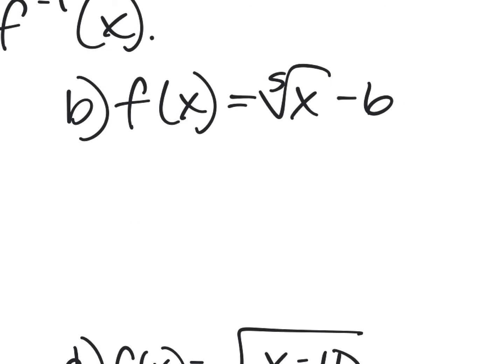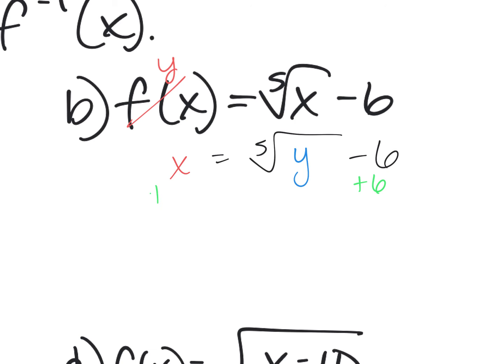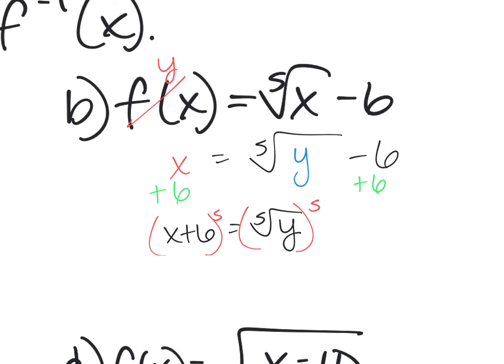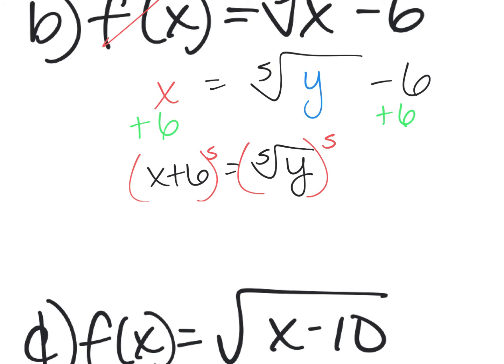Okay, here's the next one. So remember, that is a y. So let's go ahead and switch them. Okay, what do I need to do first? Add 6, add 6. I have x plus 6 equals the 5th root of y. Get that 5th root off that y, so I need to raise both sides to the 5th power, because that's the opposite of 5th root. So this gives me y equals, and I don't want you to FOIL that out, it would be a nightmare. So we'll just leave it as x plus 6 to the 5th power.